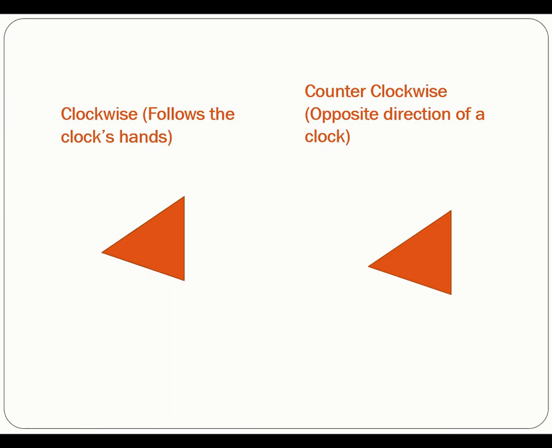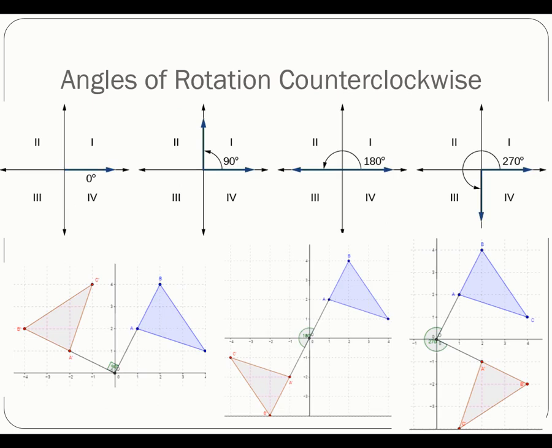Something can rotate in two kinds of ways. One way is clockwise, which follows the direction of the hands on a clock. Counterclockwise is when you go the opposite direction of the clock, like so. So you can rotate something either clockwise or counterclockwise, so be careful.